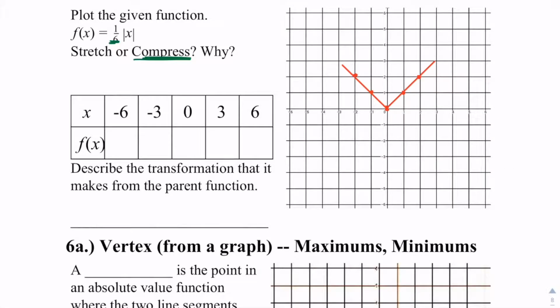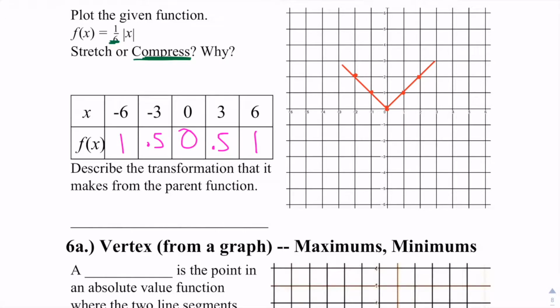Now, when we plug in 6 for x, we get the absolute value of 6, which is 6, multiplied by 1/6, which is just 1. When we plug in 3 for x, we get the absolute value of 3, which is 3. We multiply 3 by 1/6, that gives us 3/6, which is actually 0.5 or 1/2. If we plug in 0 for x, we get 0, and multiplied by 1/6, we get 0. We plug in negative 3 for x, we get 3 times 1/6, which gives us 0.5 again. And if we plug in negative 6 for x, we get 6 times 1/6, which is just 1.